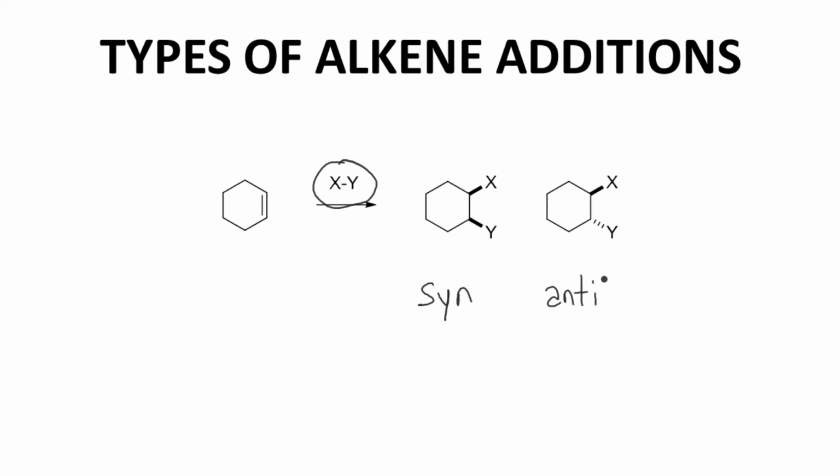Some addition reactions give a mixture of syn and anti products, and these reactions are neither syn nor anti-additions. Note that these two reaction products, syn and anti, are stereoisomers of one another. They are diastereomers. Therefore, stereochemistry is an important aspect of alkene additions, and we'll talk about stereochemistry quite a bit as we work through the reactions that follow.